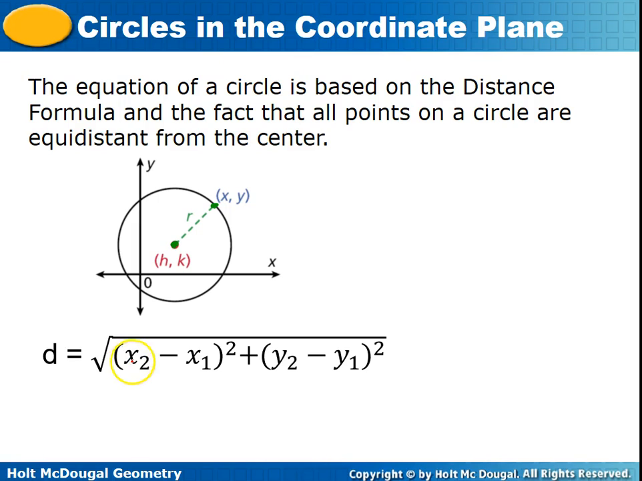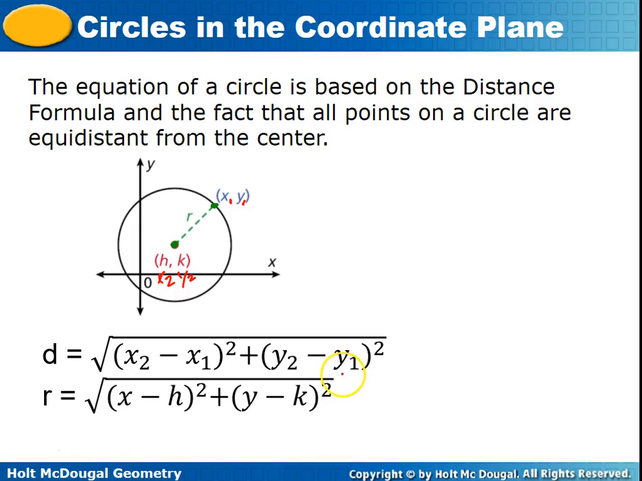So the distance formula would tell us that the distance is the square root of x2 minus x1 squared plus y2 minus y1 squared. Again, this point up here could be x1, y1, and this could be x2, y2, or vice versa. So when we do this problem and we go ahead and swap these, then we're going to have x and y, and we're going to have h and k. Now, h and k are the center of the circle, and it's really important that y'all remember that h is the x value of the center of the circle, and k is the y value of the center of the circle.